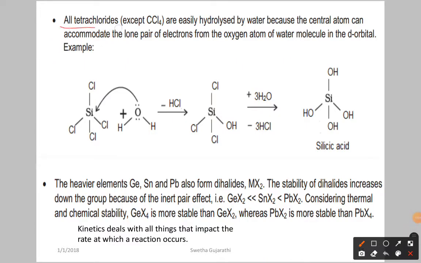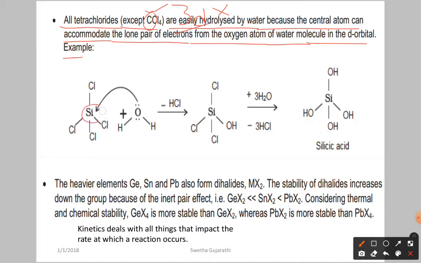All tetrachlorides except CCl4 are easily hydrolyzed by water because the central atom can accommodate the lone pair of electrons from the oxygen atom of the water molecule in its d orbital. Carbon is in the second period, so d orbitals are not available. But silicon tetrachloride belongs to the third period, 3s2 3p2, along with which the 3d orbital is available.